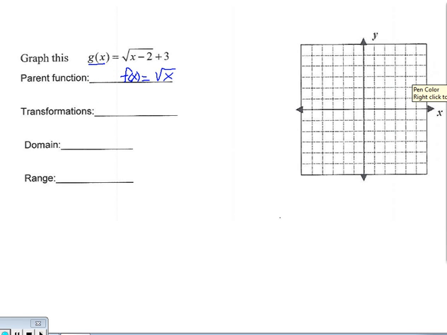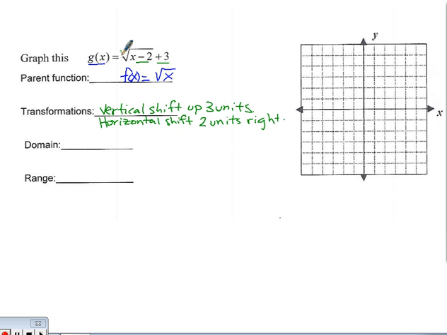So, the transformations, I want to identify what happened. Well, it looks like it went a vertical shift up 3 units. And it also had a horizontal shift 2 units to the, think about it, am I going to the left? No, I'm going to the right, opposite. Okay, so 2 units right.